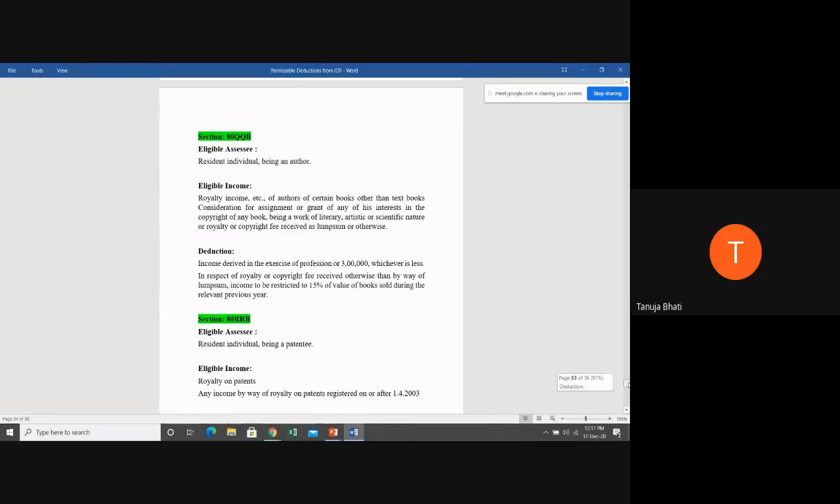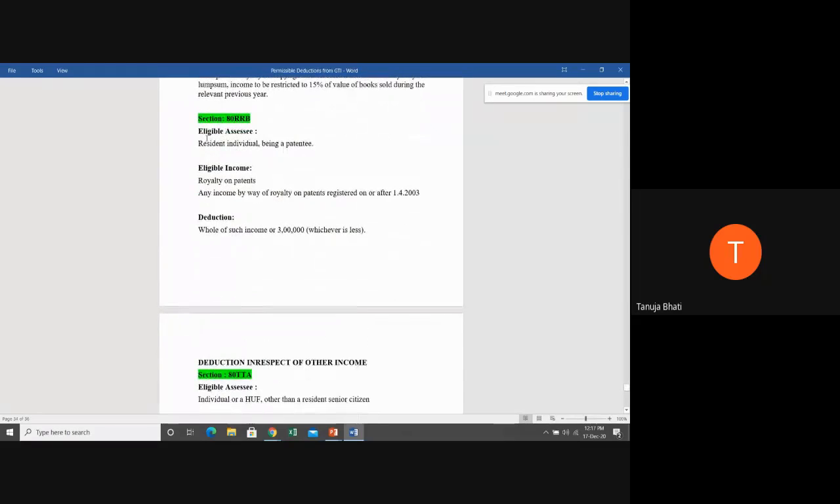Section 80RRB is saying that here, instead of an individual being an author, the individual has to be a patentee. Now, you know that whenever you have a patent and you are releasing it, you get a royalty on the patents. So eligible income is royalty on patents, and for any royalty on patents registered only after 2003, you will get deduction under section 80RRB. What is the amount of deduction? Whole of such amount or 3 lakh, whichever is less.